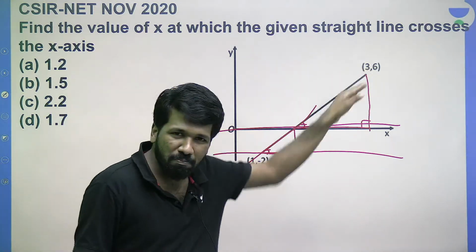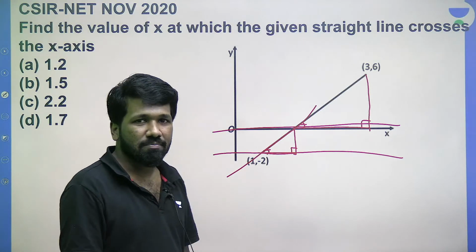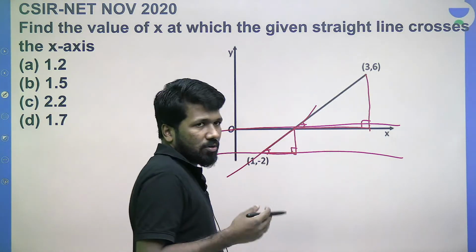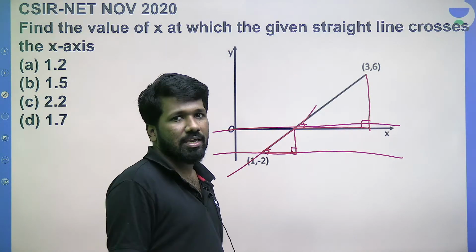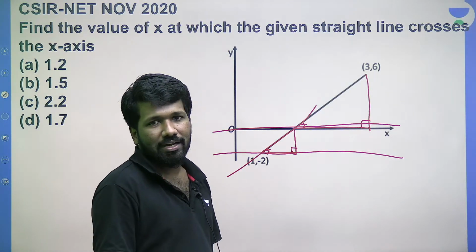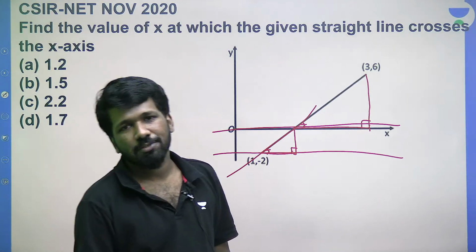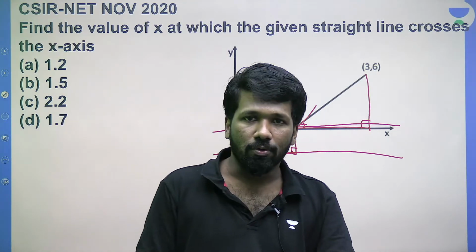But as I told, slope is same itself means angle is same. So this angle is the same, this angle is the same. So definitely two angles are the same for two triangles. Those two triangles are similar. Those triangles are similar, so the ratio of corresponding sides will be equal.